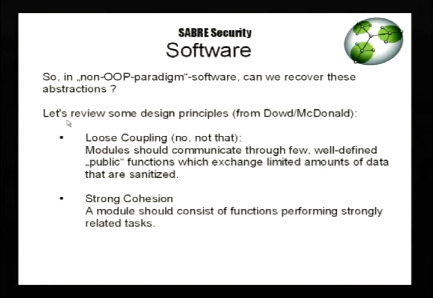So in general, it's interesting to read books on proper software design. Well, the Dowd McDonald book is not on proper software design, but on bug finding and bad design, but still. And they define a few things that are important about modularization. Specifically, the modules of a program should exhibit loose coupling, meaning they should have very few well-defined interfaces that sanitize input coming in, and they should have strong cohesion, meaning they should do a set of very tightly related tasks.